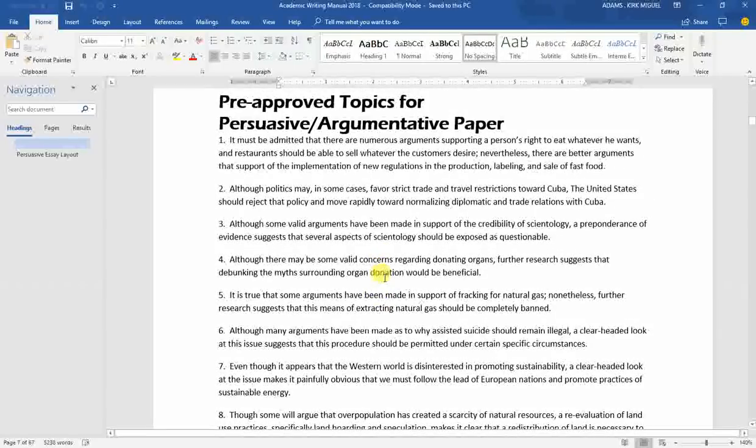Let's see how many different styles are here on this paper. Okay, so for number 1, we express one side, and this basically says people believe that they have the right to eat whatever they want. Okay, and then we've got the contrast word nevertheless, and the author's argument, which is that there should be new regulations for fast food. Okay, so here's a contrast word, and if you read it, you can see that the second half is what the author really believes.